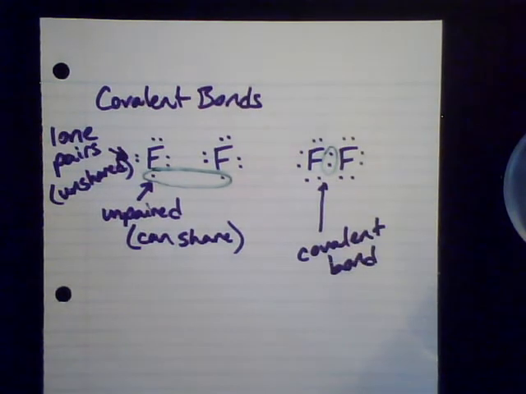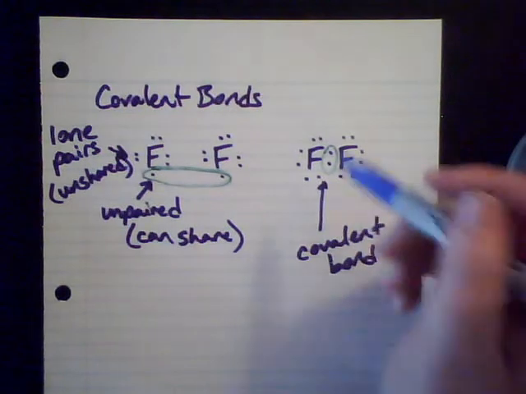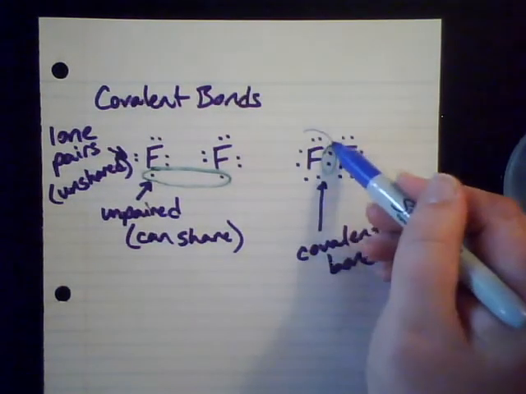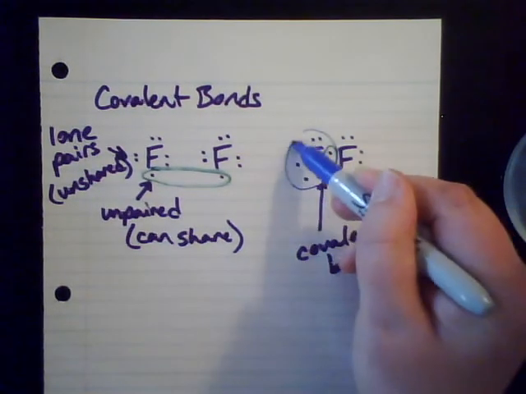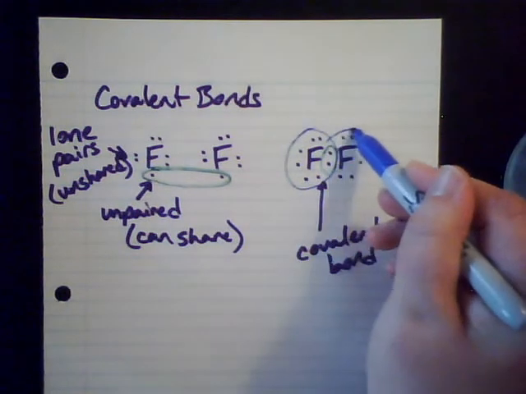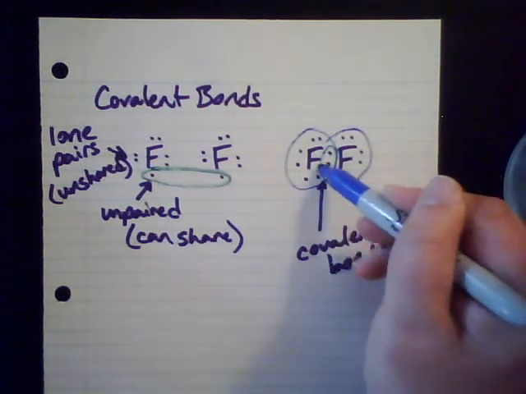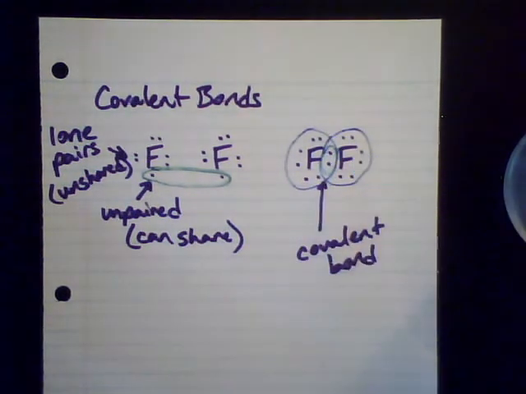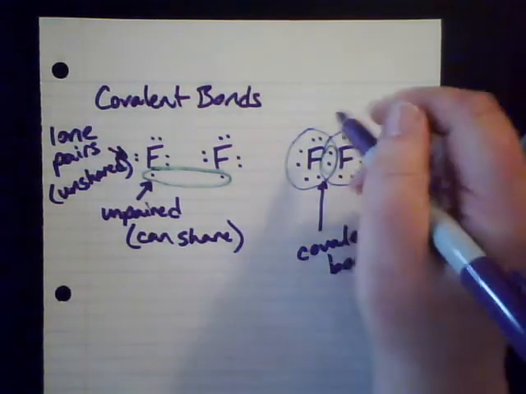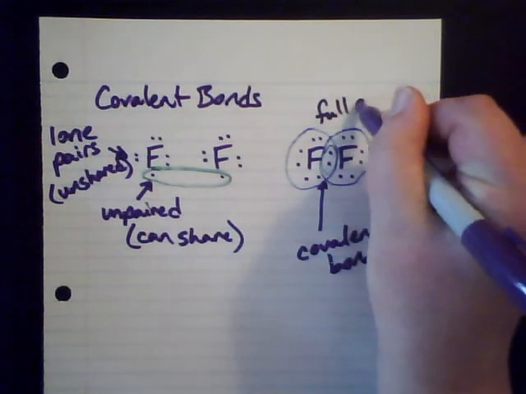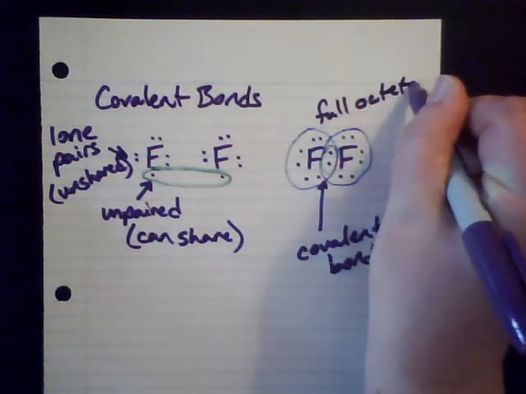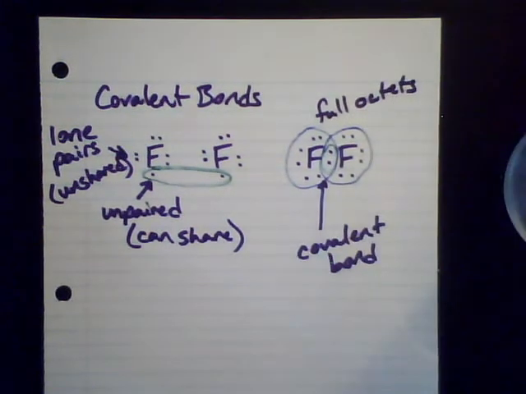And so if we are analyzing this thing, then the goal is to have a full valence. And so a full valence for fluorine, this one has 8 valence electrons, and now this one has 8 valence electrons because of that shared pair. So they both have a full octet, so they're both happy. Okay, so that's the way that we look at covalent bonds.